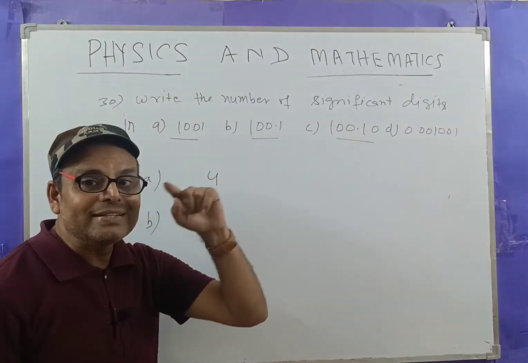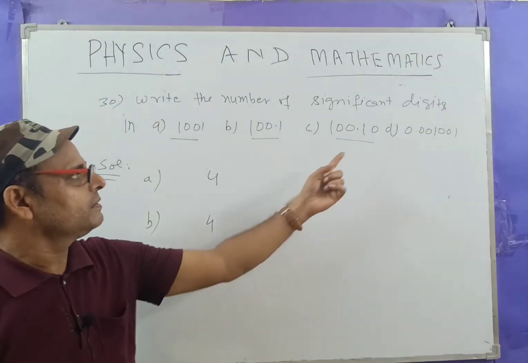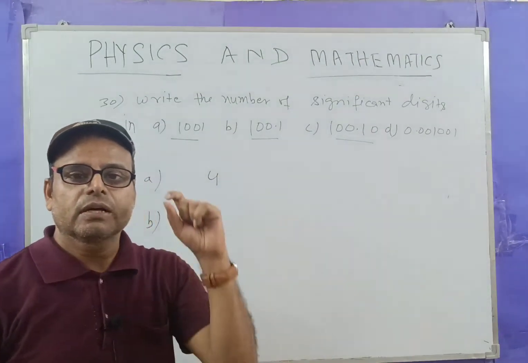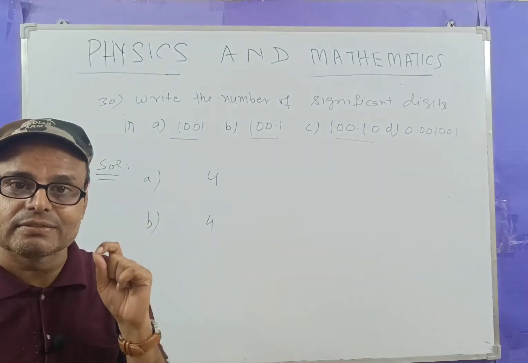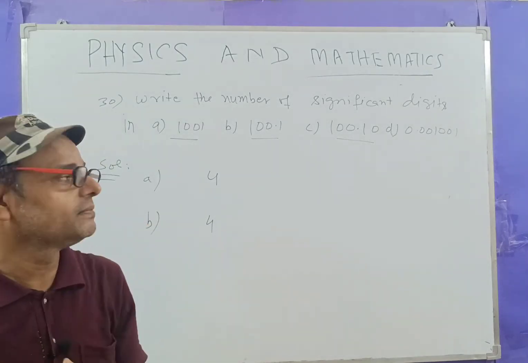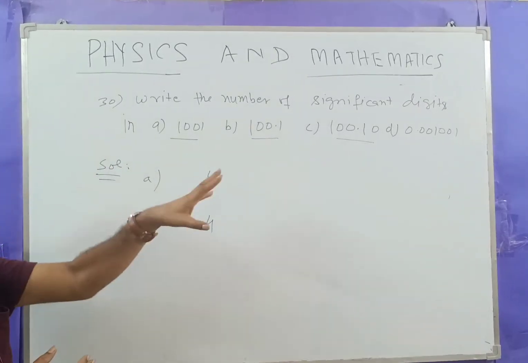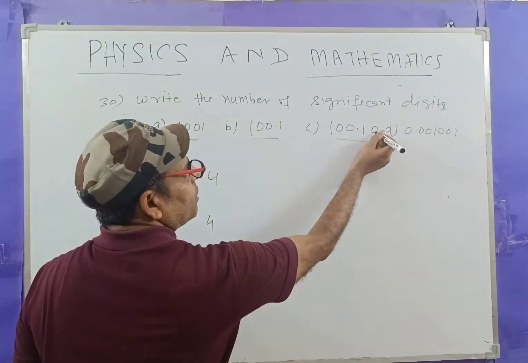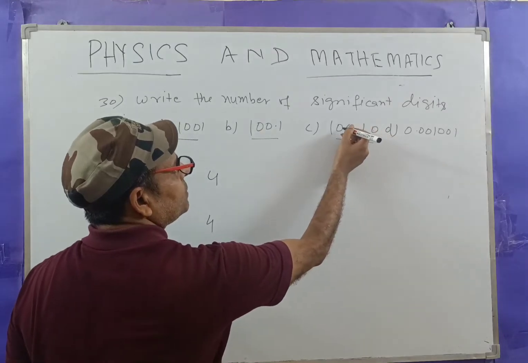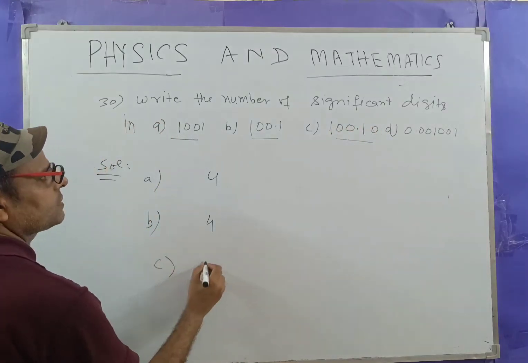Here, 100.10. After the decimal, the 0 is counted as a significant digit, a significant figure. So this 0 will also be significant. 1, 2, 3, 4, 5. So the number of significant figures is 5.